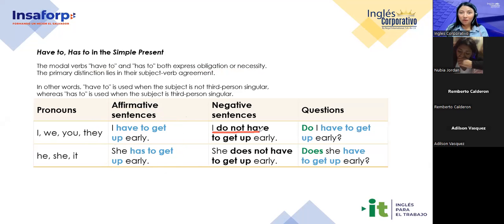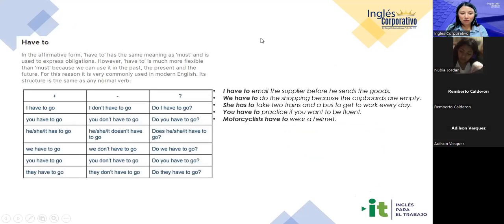We need to cover the negative sentences. And we need to cover the interrogative form. ¿Cómo hago para consultar entonces? That's it. Decíamos la flexibilidad de have to. Have to is more flexible. Más flexible que el resto. Que must y que need to. That's it. By on Monday, I'm going to be repeating the same information.